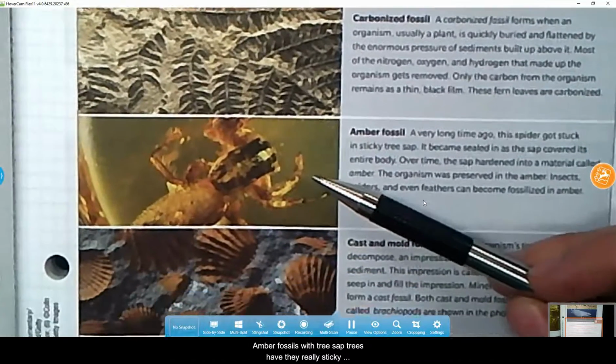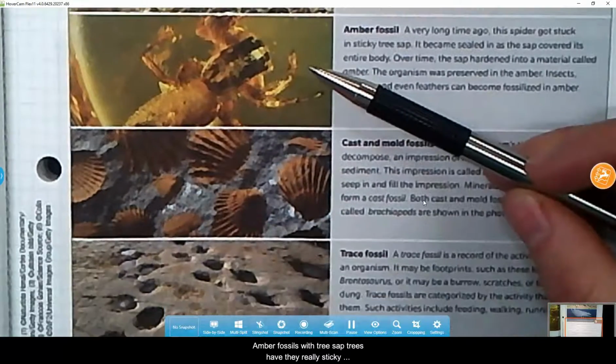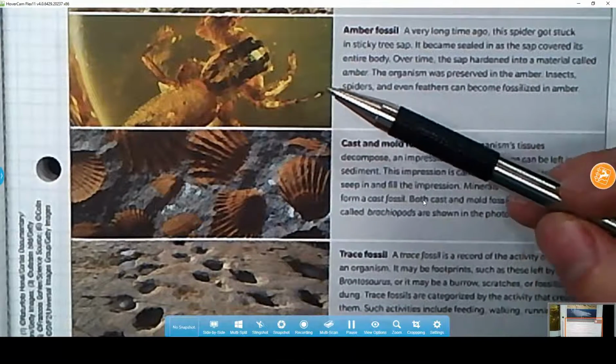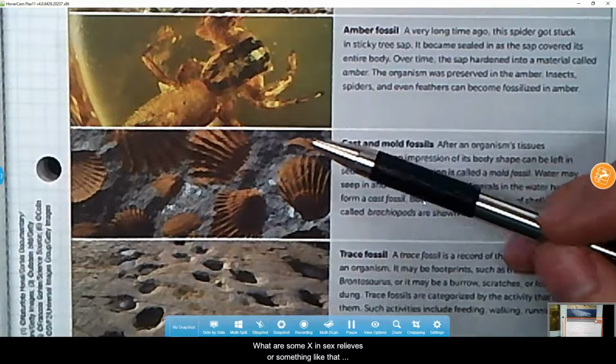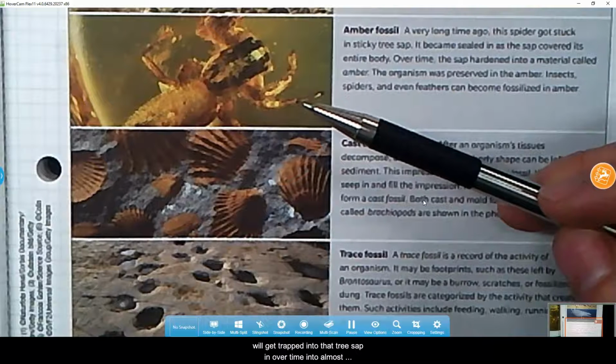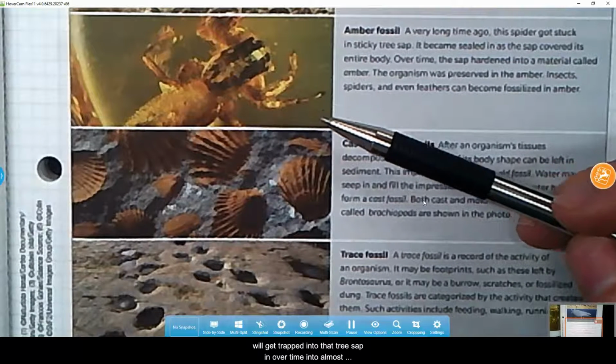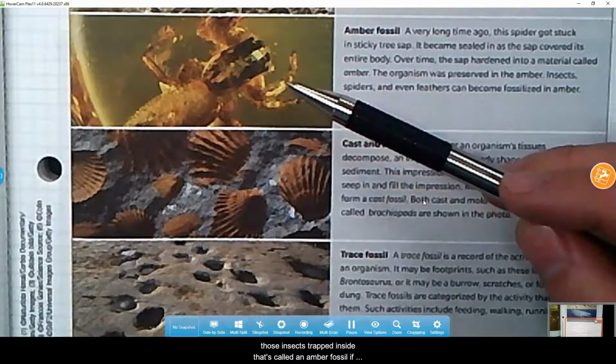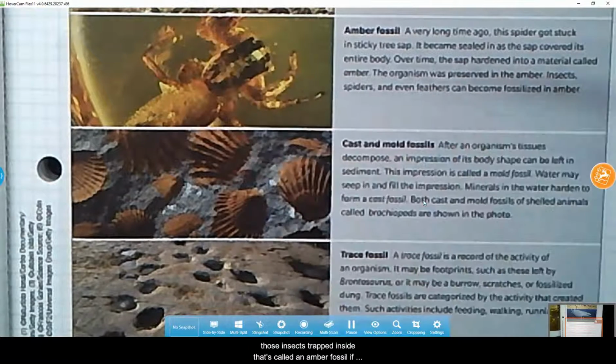Amber fossils, so tree sap. Trees have a sap, a really sticky substance, almost like honey. It's actually thicker than honey. Sometimes insects or leaves or things like that will get trapped in that tree sap, and over time it hardens into almost like a solid, clear-looking rock. And you can have those insects get trapped inside, and that's called an amber fossil.